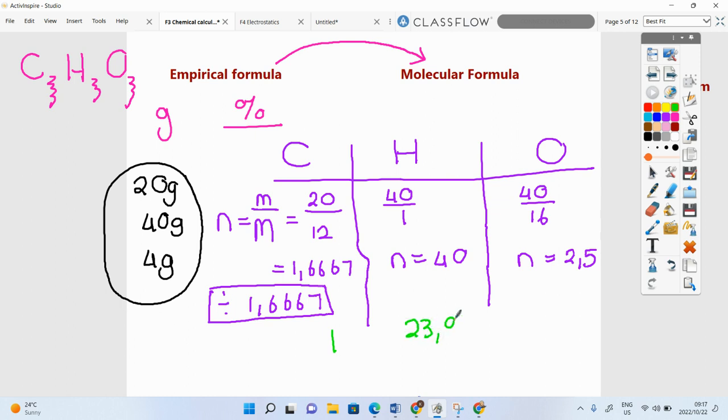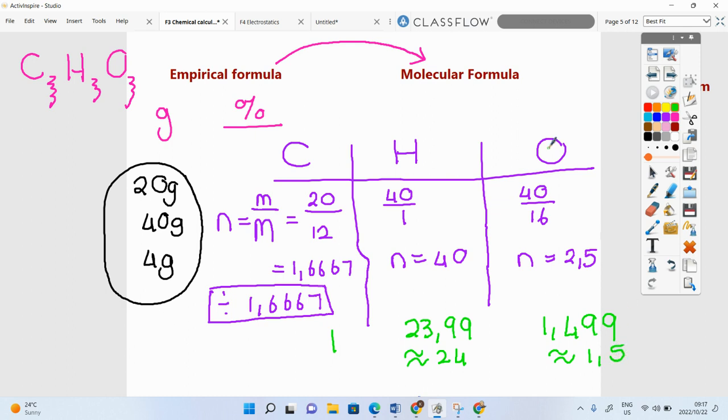23.99. And this one? Do it on your calculator. 2.5 divided by 1.66667 is 1.5. Now, if it's the 9 9s, you can round it off. So this one we can round off to 24. This one we're not going to round off to 2. It's either a whole number or half a number. So we're going to round this off to 1.5.